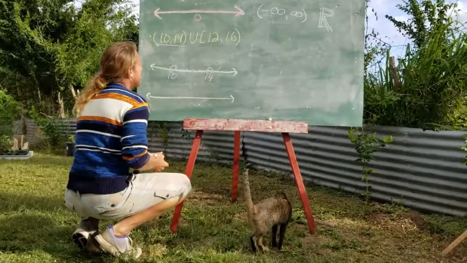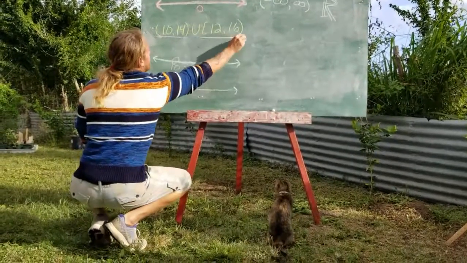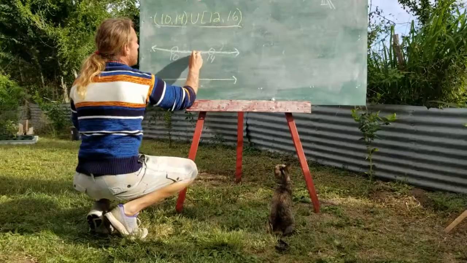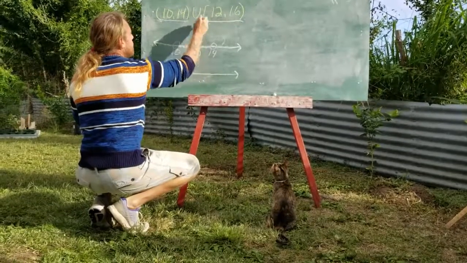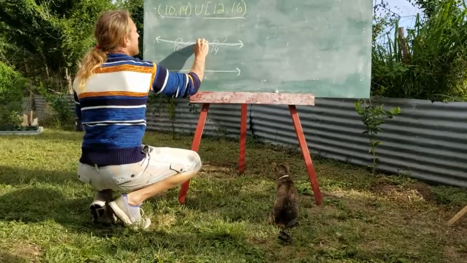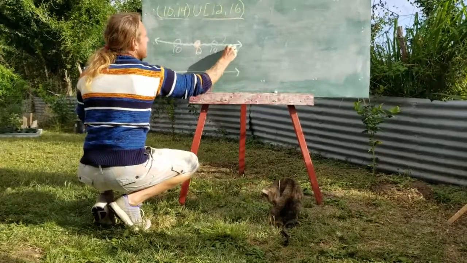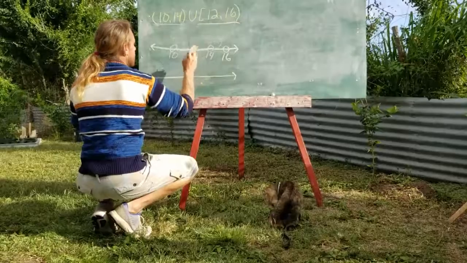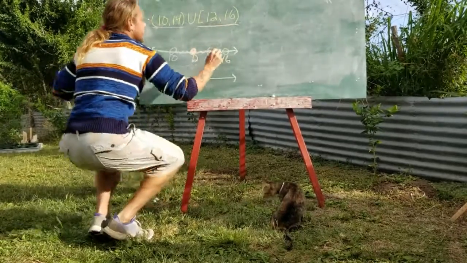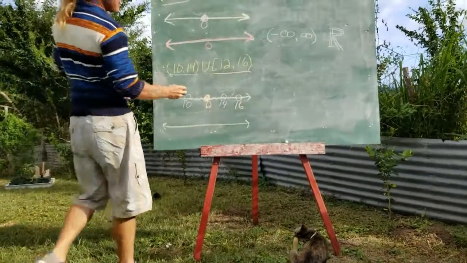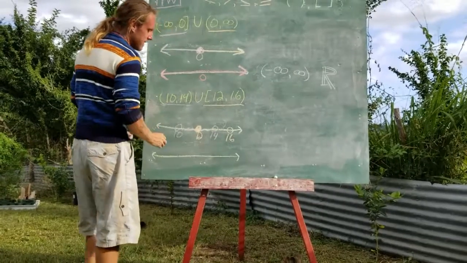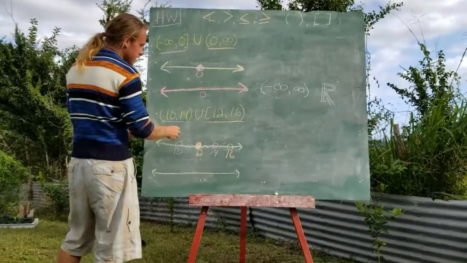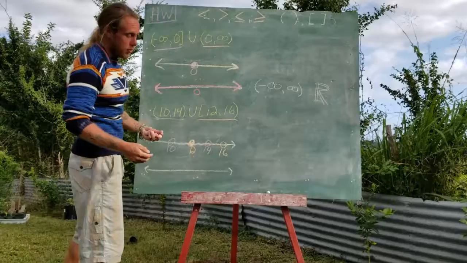Our next interval begins at 12, including 12. It goes to 16, not including 16. So again, remember, if we're looking at the intersection, we'd be dealing with the parts that overlap, but in the case of the union, we're looking at everything that is purple or orange or both together.